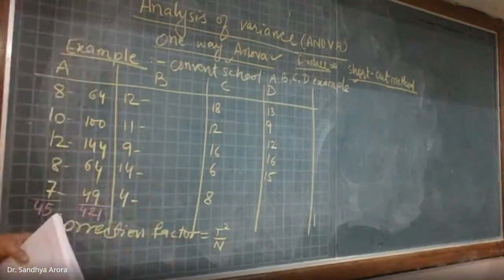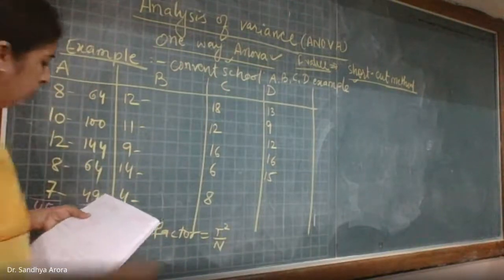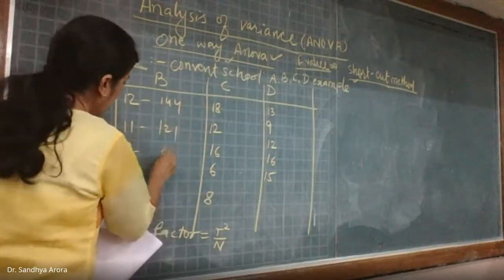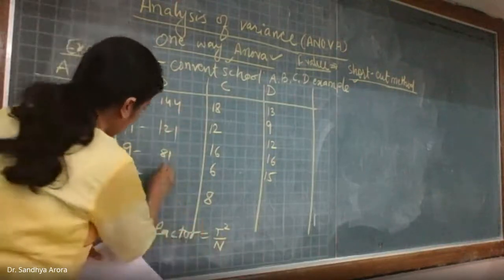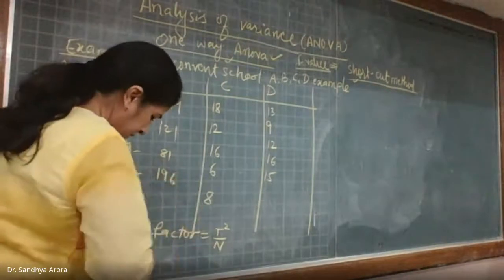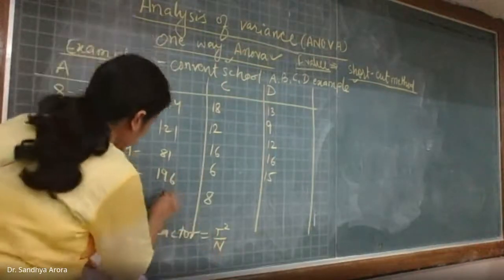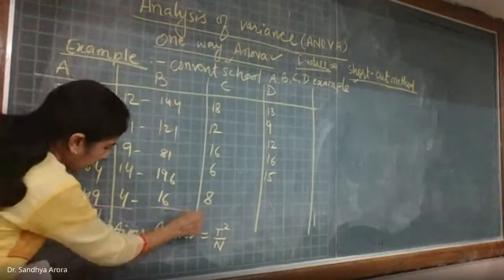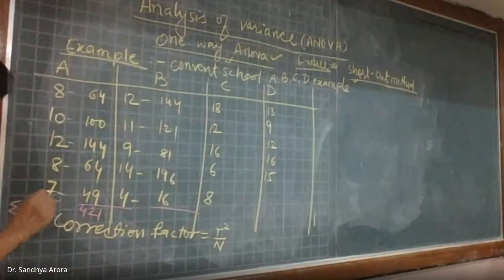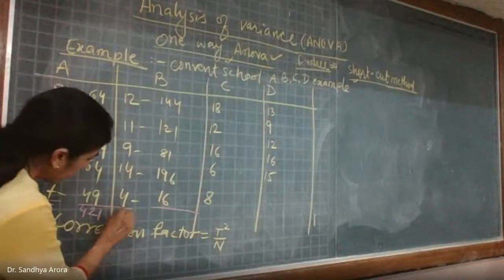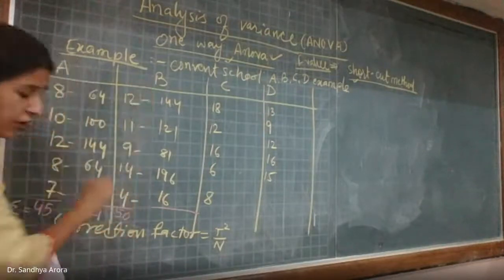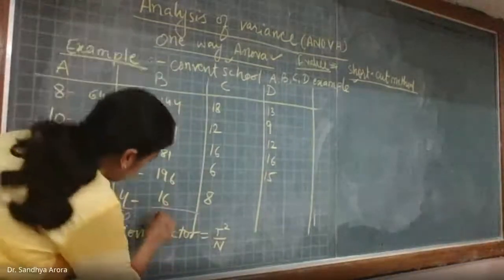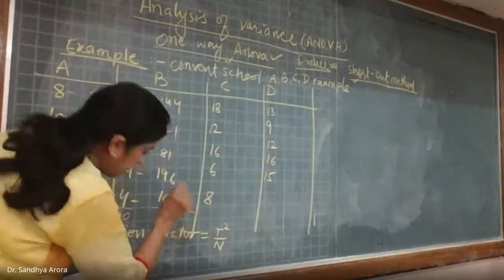Just square the values of each data. 12 squared is 144, 11 squared is 121, 9 squared is 81, 14 squared is 196, 4 squared is 16. Do the summation of these data values and do the summation here. So this summation is 50. We have already calculated this summation to find the mean. The sum of squares is 558. This is 5, 5 and 8.